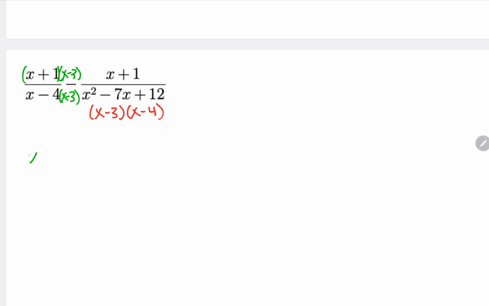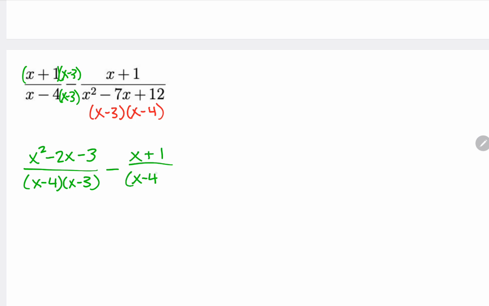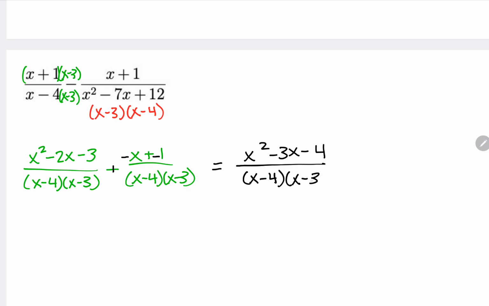So in the first fraction, when I distribute, I get x squared minus 3x plus 1x minus 3. And I have an x minus 4 and an x minus 3 in the denominator. And then in my second fraction, we did not have to do anything. Be careful when you subtract. We are distributing that negative sign, so this becomes a negative x and a negative 1 when we combine like terms. So I have x squared minus 3x minus 4 over x minus 4 and x minus 3.